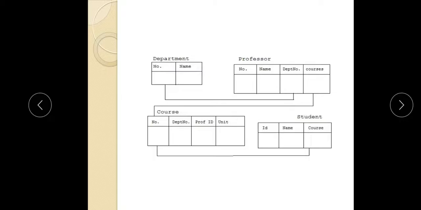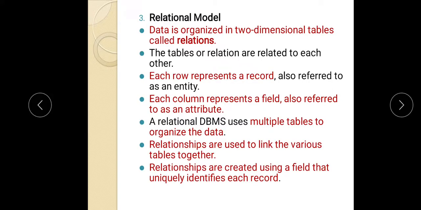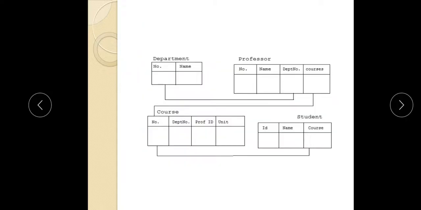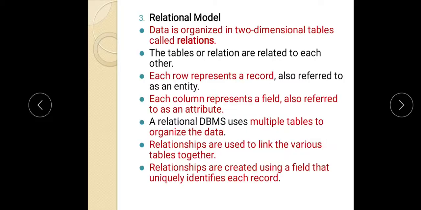Now here the student relation and the course relation are connected using the course number. Clear? So this is called a relationship. Relationships are created using a field that uniquely identifies each record. So this is a unique field, and this is also a unique field. Such fields are used to connect the tables and create the relationship.